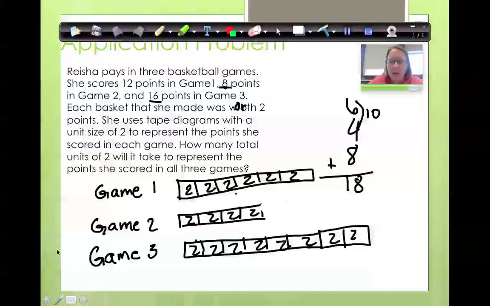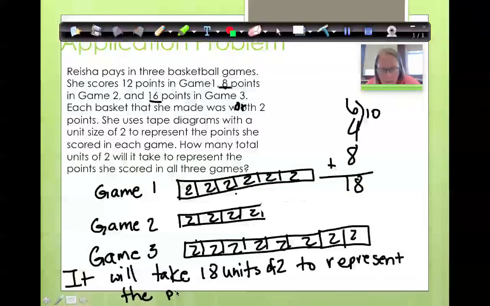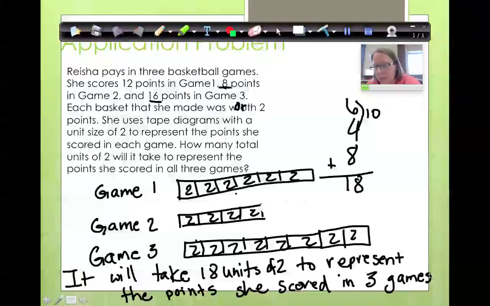18. So now we need to write it will take 18 units of 2 to represent the points she scored in 3 games. Period. Excellent.